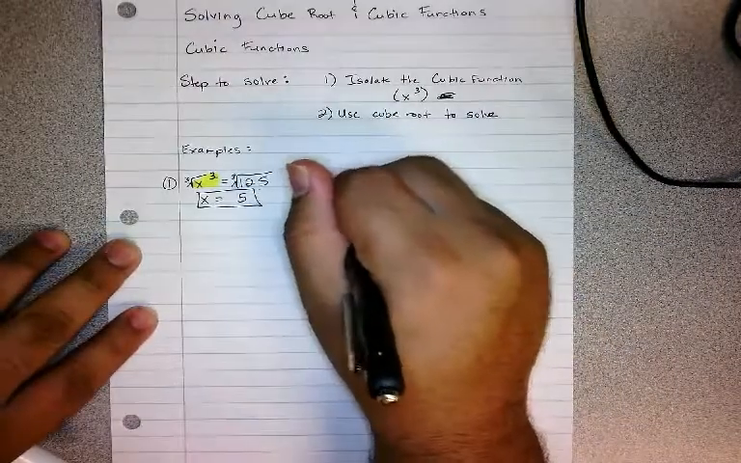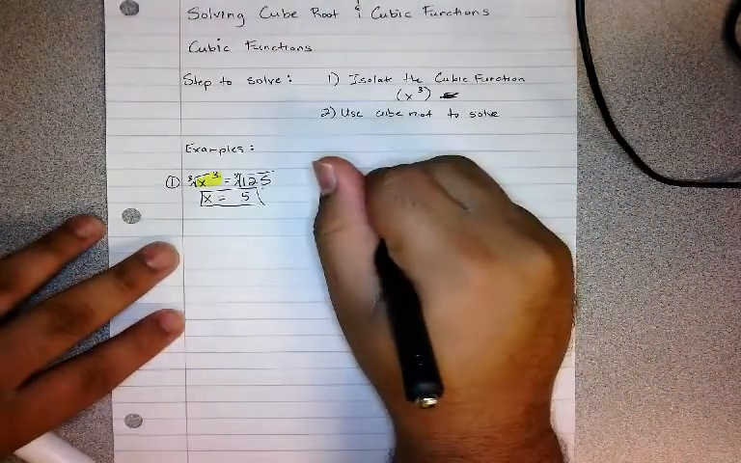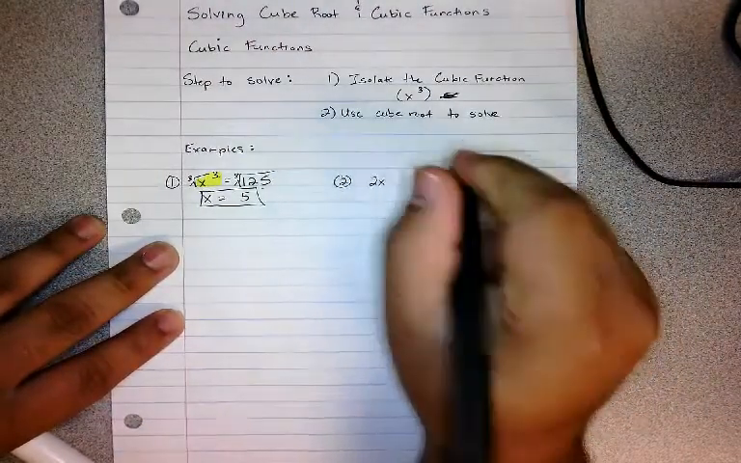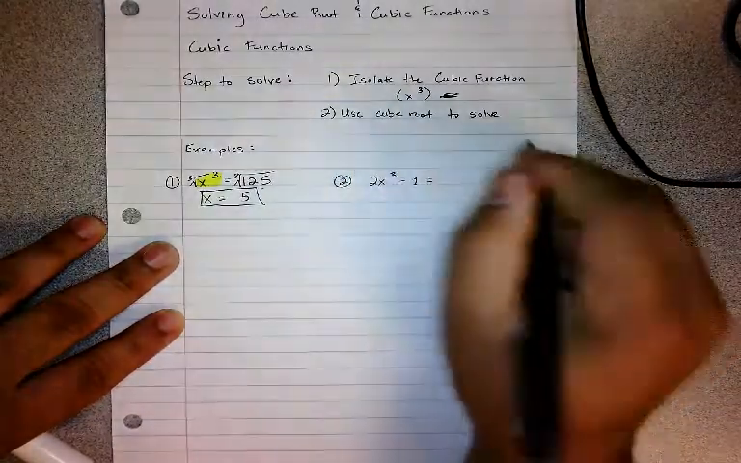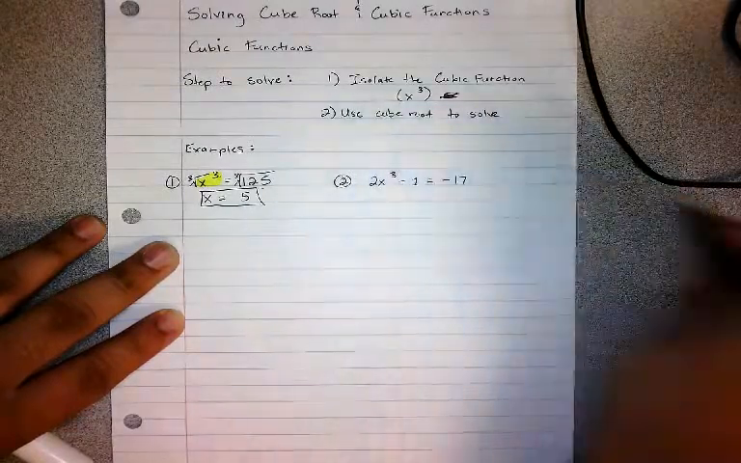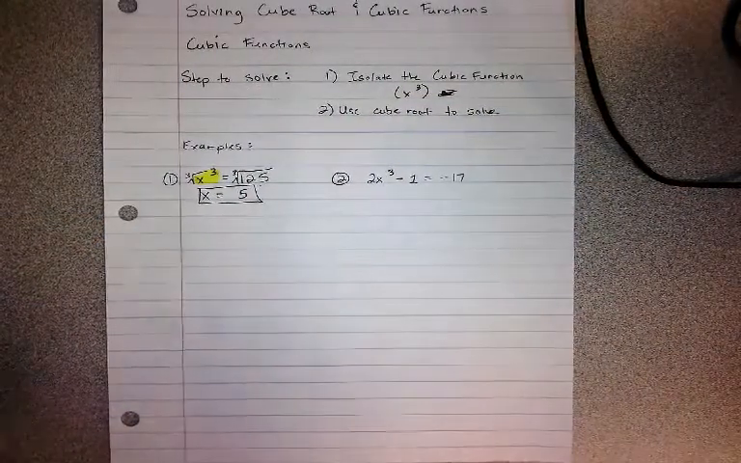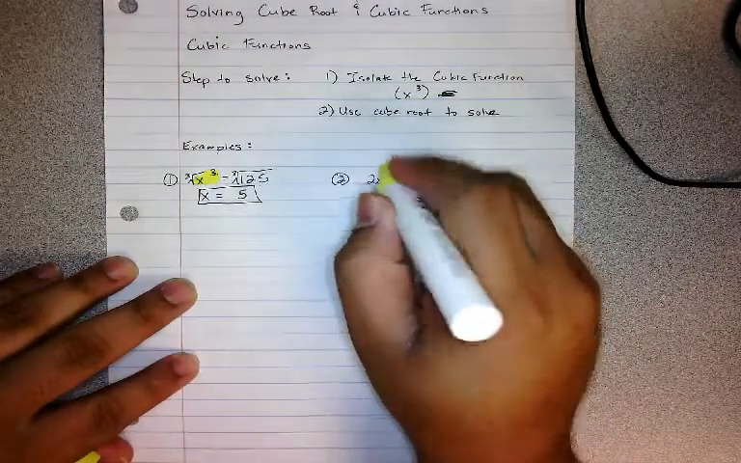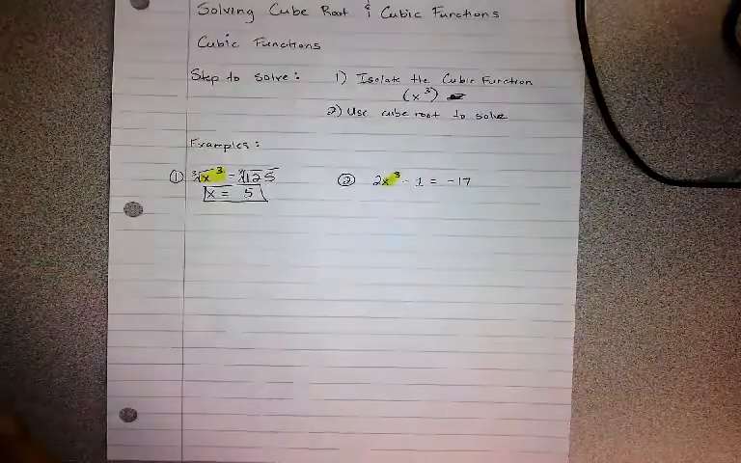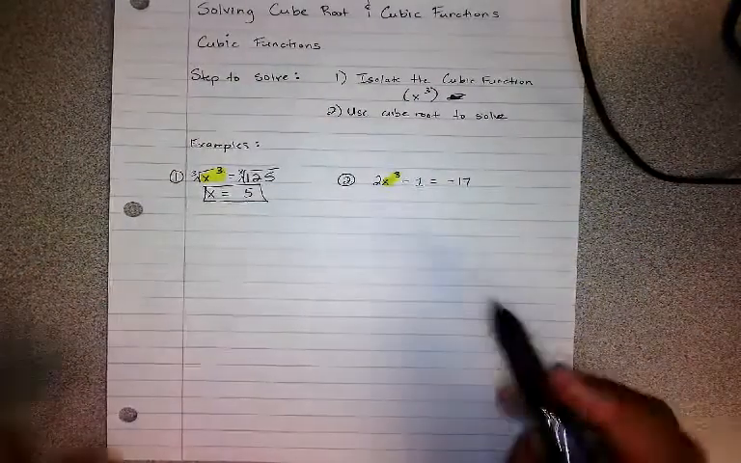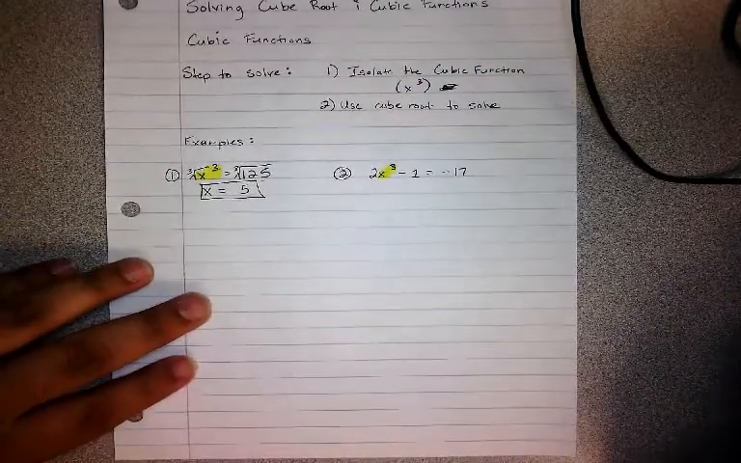Number 2, we've got 2x cubed minus 1 equals negative 17. We're trying to get the cubic function by itself. So we're trying to get x to the third by itself. So we've got to move everything else around it.